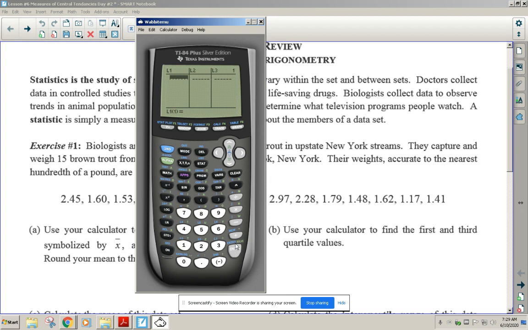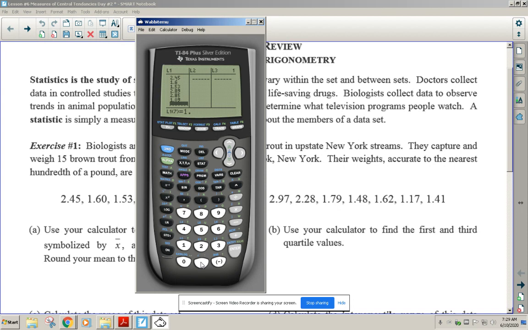we would be starting with 2.45. Just make sure that you're careful with typing in. 1.60, and hopefully you're doing this with me at the same time. 1.53, 2.89, 2.85, 1.09. Now notice these numbers are not in numerical order, but your calculator will sort them.